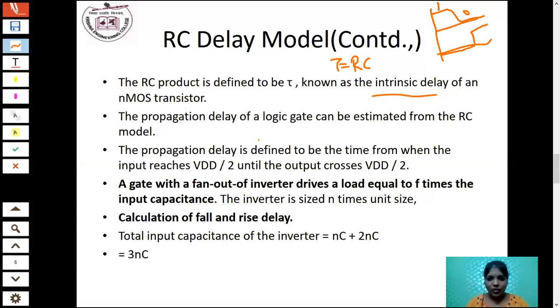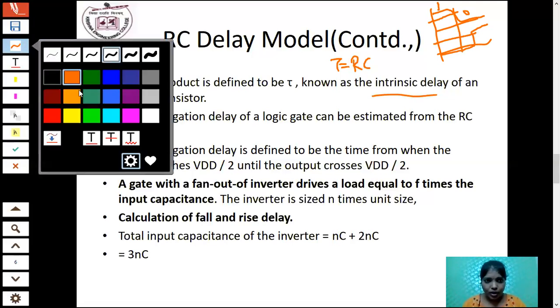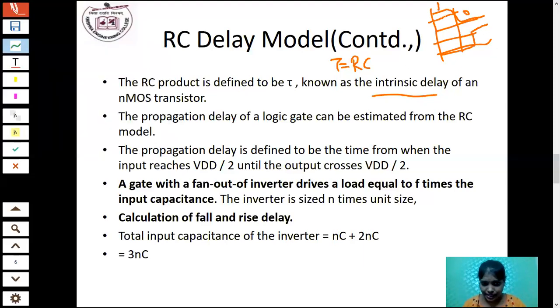So the propagation delay is technically defined as the time from when the input crosses the 50 percent point until the output crosses the 50 percent point. This time gap is called the propagation delay. That is, when the input reaches Vdd by 2, which is 50 percent of the input value, until the output crosses Vdd by 2, which is 50 percent. The time between these two points is the propagation delay.